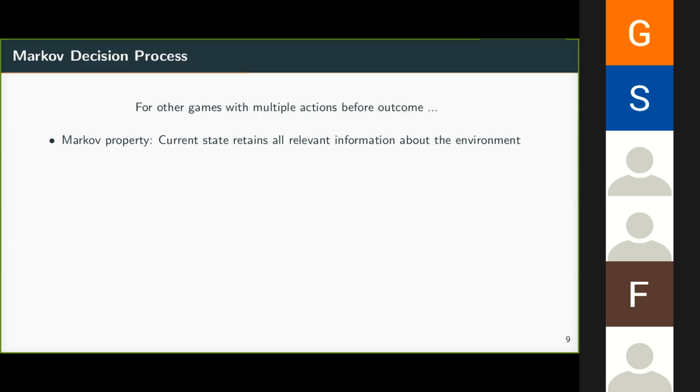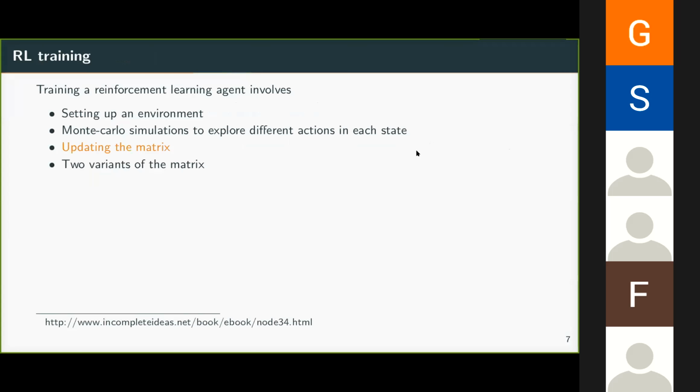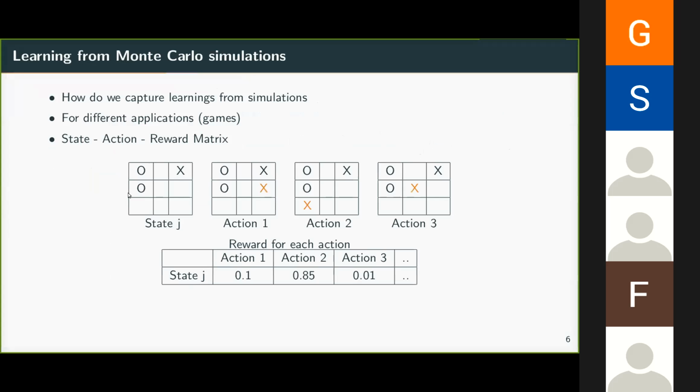So for this, there are a few things that we will assume about the board. We will assume that the board has the Markov property. By Markov property, it simply means that the current state will retain all relevant information about the environment. Meaning, if you go back a few slides, if there is a state J, this will tell me all I need about the board. And I need not worry about whether the human player put the zero first here or first zero was here.